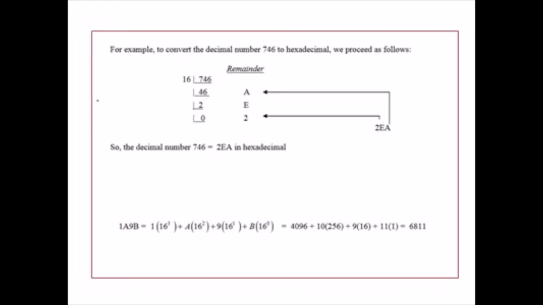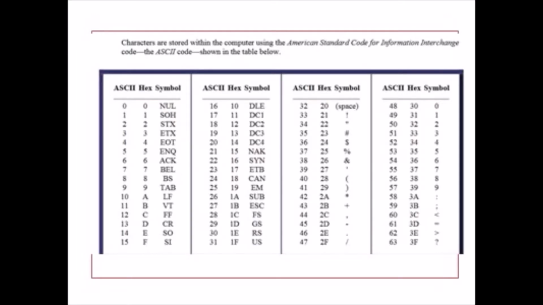Again, while converting 1A9B as an example: 1 into 16 power 3 plus A as 10, so 10 into 16 power 2 plus 9 into 16 power 1 plus B as 11, so 11 into 16 power 0. So hence this is the hexadecimal system where the ASCII code, that is American Standard Code for Information Interchange, will be used for having the symbol with the hexadecimal.